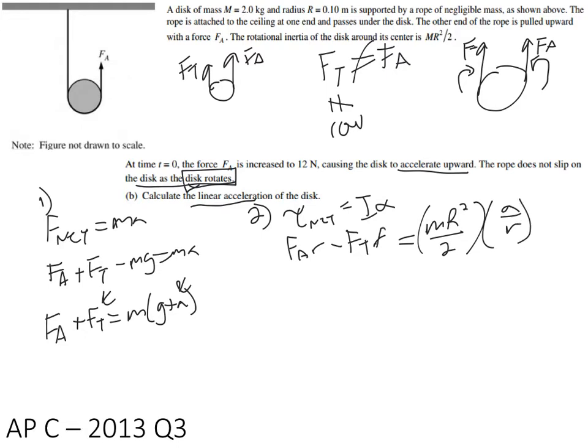Actually, this R is big R, this R is big R, and this R is big R. Alright, so I'll write from here, that R crosses out with that R. We have a R in each term, R, R, R. If you don't believe me, you could double check. And we end up getting FA minus FT equals half MA. Alright, move things around. FT equals FA minus half MA.